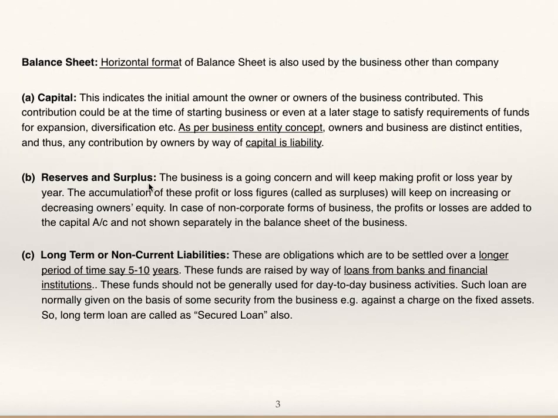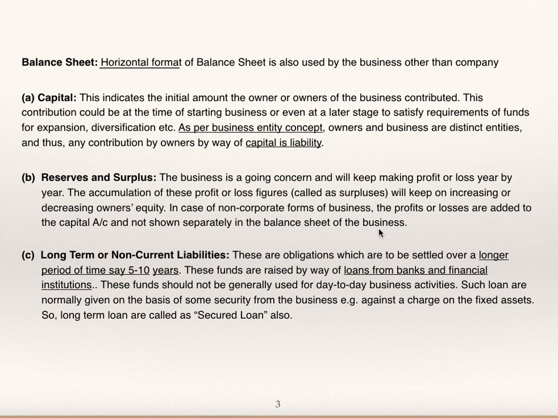Second, on the liability side of the balance sheet is reserves and surplus. The business is going concern and will keep making profit or loss year by year. The accumulation of these profits or loss figure called as surpluses will keep on increasing or decreasing owner's equity. In case of non-corporate form of business, the profit or losses are added to the capital and not shown separately in the balance sheet of the business.